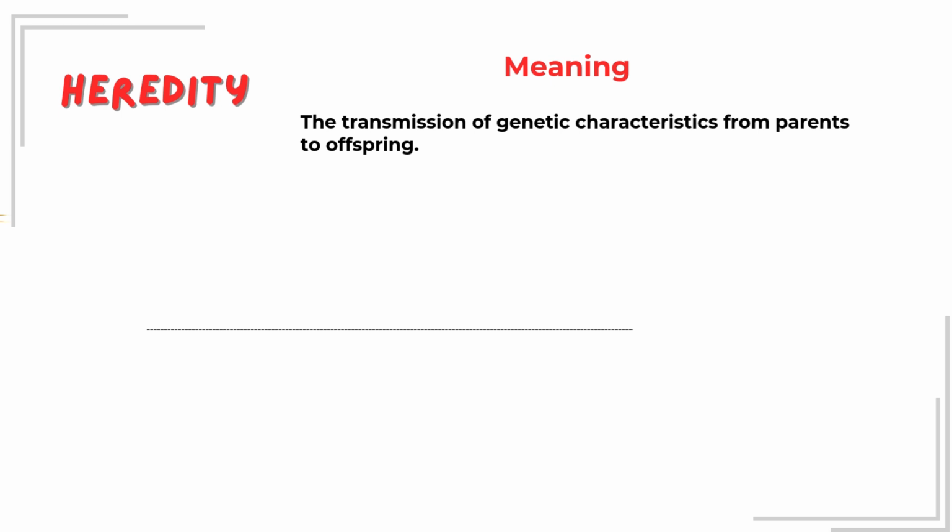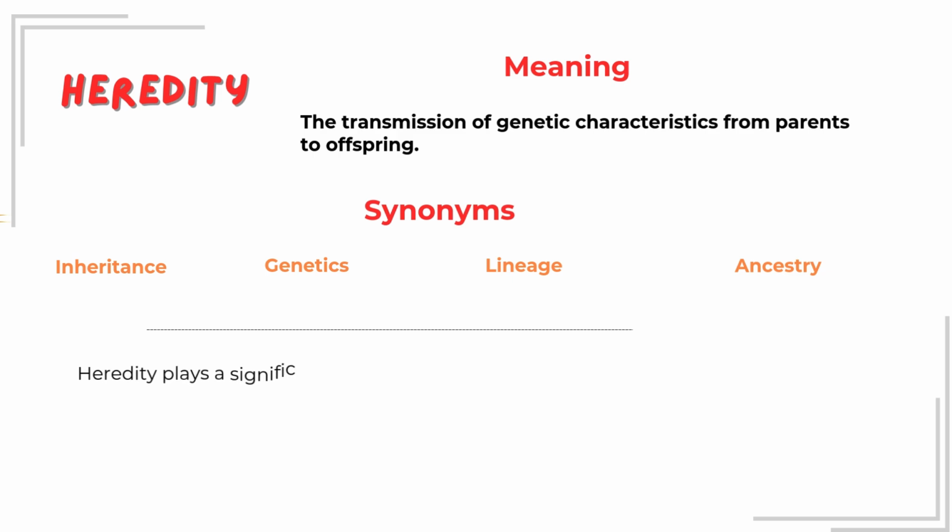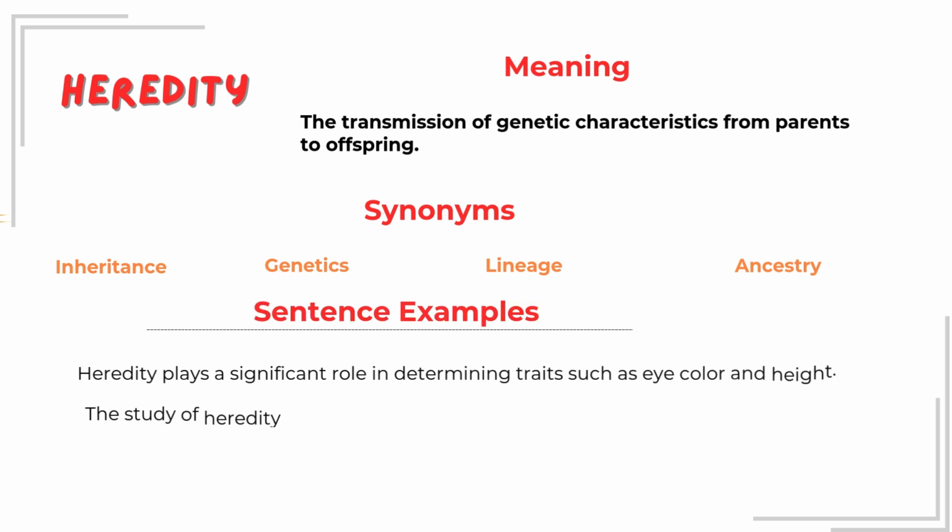Heredity. The transmission of genetic characteristics from parents to offspring. Inheritance. Genetics. Lineage. Ancestry. Heredity plays a significant role in determining traits such as eye color and height. The study of heredity is essential for understanding genetic disorders.